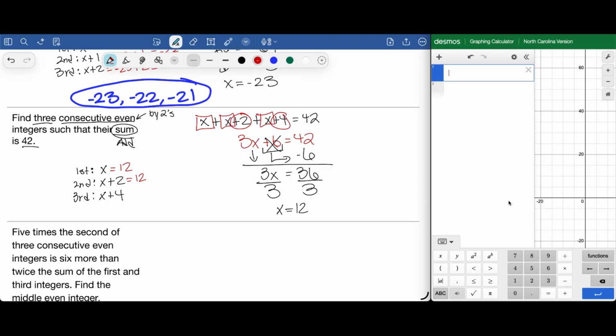Now you use that 12 to get to our second number. So it's going to be 12 plus 2, which now be 14. And then we use that same 12. And now we're going to add 4 to it. That'll become 16. So that means the three numbers that have a sum to be 42 will be 12, 14, and 16. And that's the answer for example 2. Now let's move to our last example.